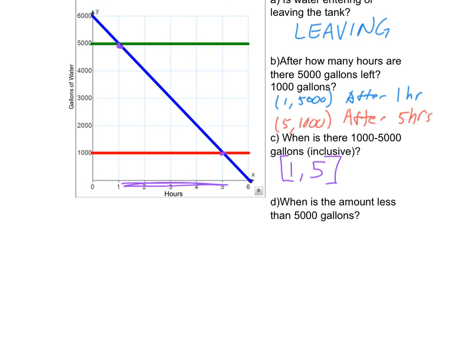So again, notice that it says less than, not less than or equal to. So we're looking at that point where it's crossing 5,000, it does that at 1 hour. And then when does it keep going? Well, the pool doesn't keep draining forever. It does stop draining. It runs out of water here, so it stops draining at 6 hours. Since we're not including when it is 5,000, that's a parenthesis. Because we're hitting that 6, it's stopping at 6. We would put a bracket there.